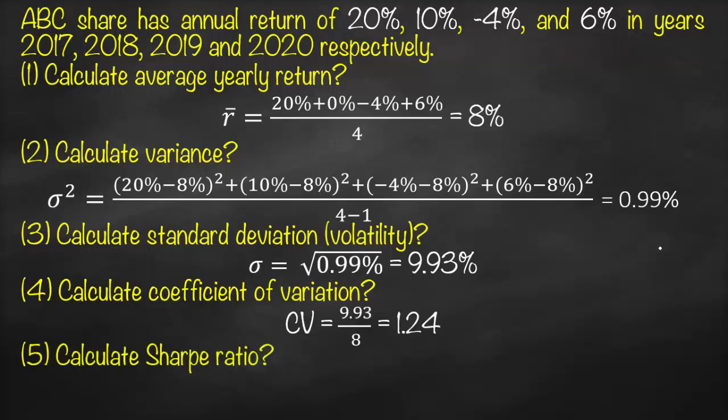The next part of the question is calculate Sharpe ratio. The formula of Sharpe ratio is our return minus risk-free divided by risk. So a measure of return here is our average return, which is 8, minus risk-free given in the question as 1, so we'll say minus 1, divided by our volatility of 9.93. Don't put a percentage when you calculate coefficient of variation and Sharpe ratio. So our Sharpe ratio will be 0.7. Remember, if you have 2 or more investments, you choose the highest Sharpe ratio. So the higher, the better for Sharpe ratio.